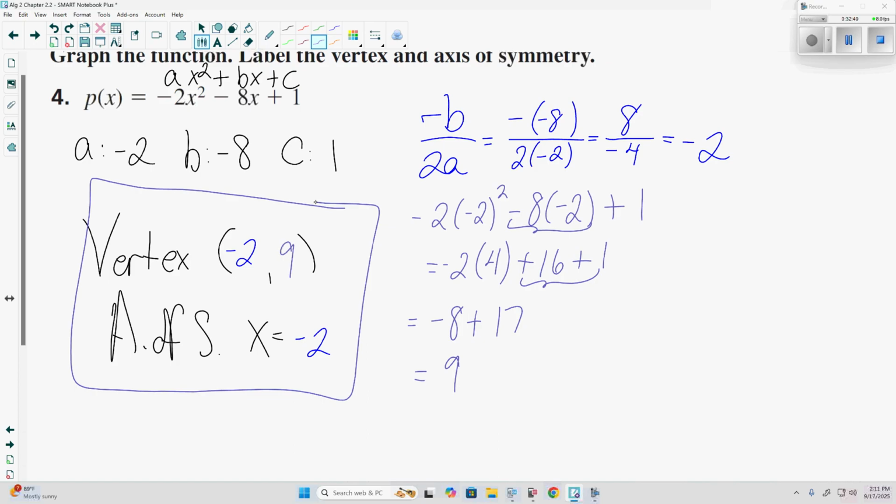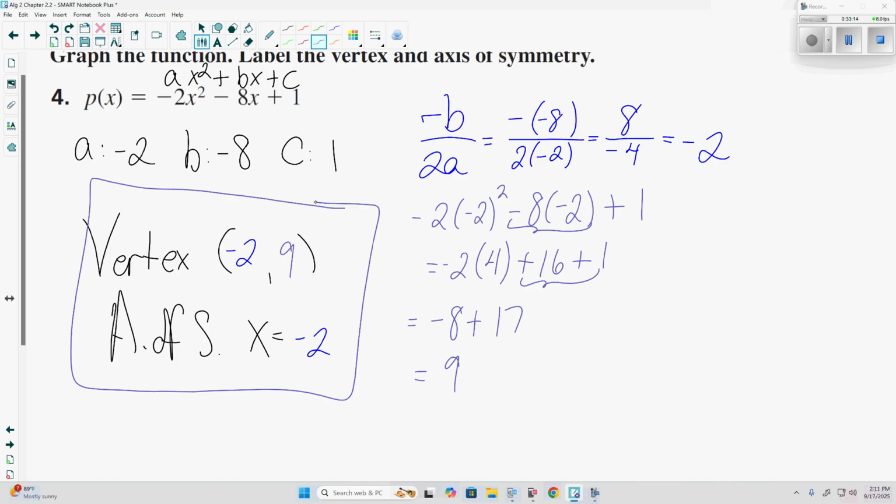Questions on this here? Questions on what we've done so far? And again, I know we haven't been graphing these, but if we looked at this here, so -2, 9, we can go to the left, up 9 will be the vertex. We know that the value of A is negative, so it's going to have to open down. So it's going to be going down from there.